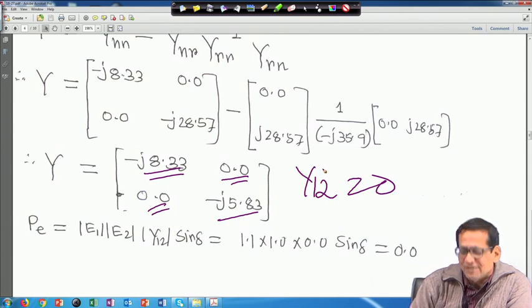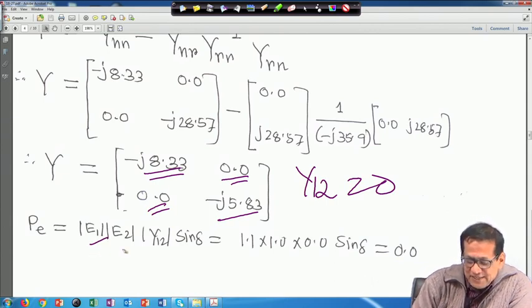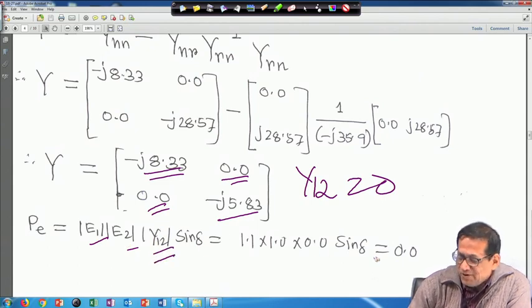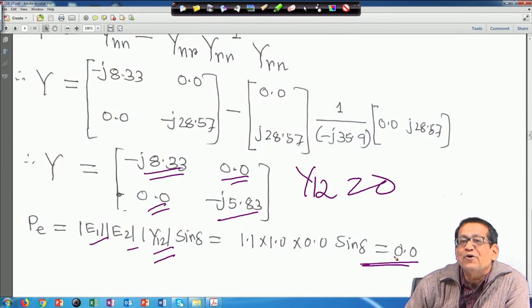That means during fault condition it is P = E1 E2 y12 sin delta. Ultimately, we are bringing it down, that is the matrix reduction, in terms of the number of machines, the y bus matrix order. So, basically E1, E2, y12, sin delta are all magnitudes, but y12 is 0. So, during fault the power delivered will be 0. This is matching with that.